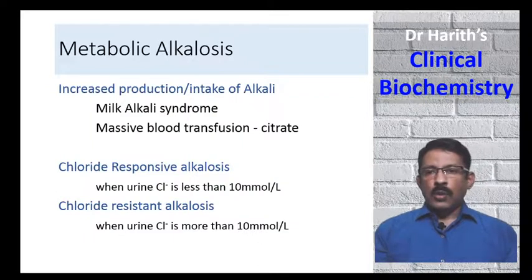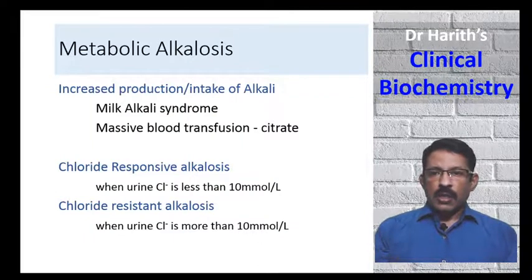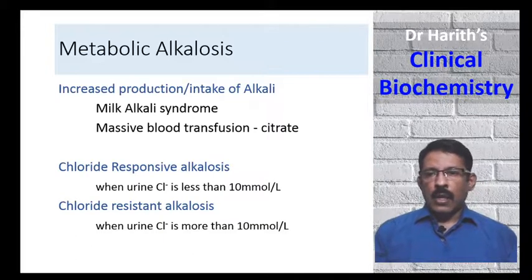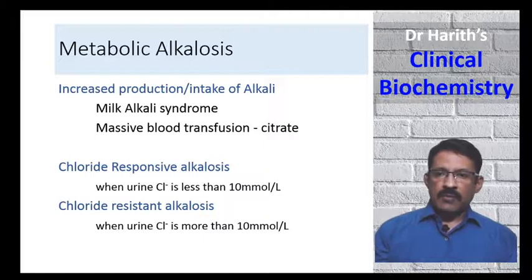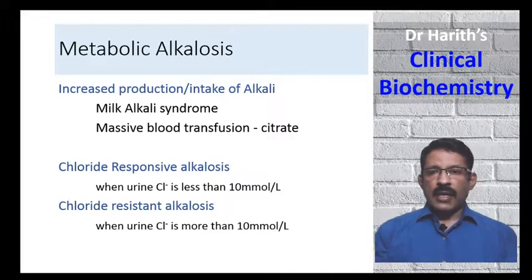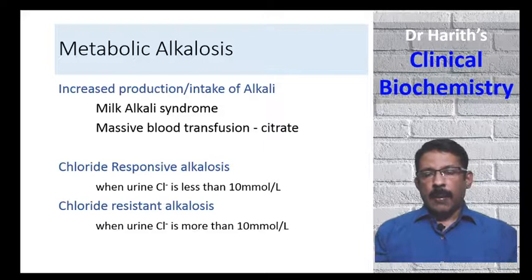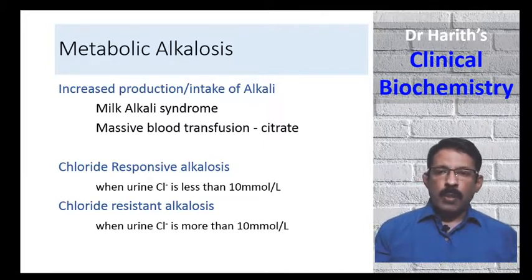Metabolic alkalosis could be because of increased production or increased intake, and we have other 2 conditions, which are the chloride responsive and the chloride resistant alkalosis. Now, classic was the people with gastritis who used to take alkaline substances like antacids, drink excess of it, and because you are taking too much of alkali into the system, you end up in metabolic alkalosis. With good treatment and proton pump blockers, this usually does not occur.